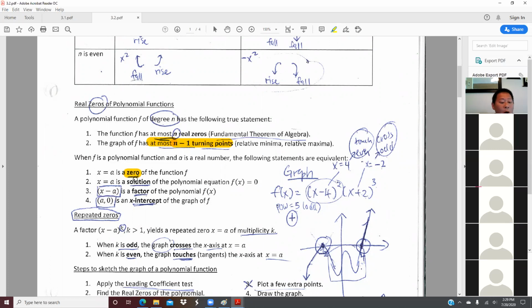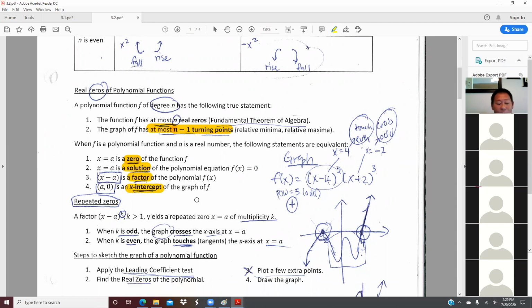Zeros are also called solutions. They're also called factors. They're also called x-intercepts. So sometimes when you have a zero, you just take the equation and make it equal to 0. This is how we figure it out. But all these names are the same. So if a question is asking you to find a zero, find a solution, find the factors, or find the x-intercept, you just put your function equal to 0.